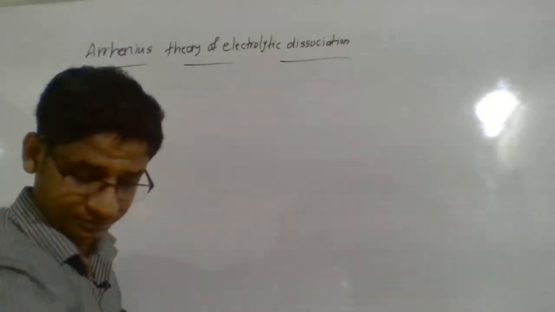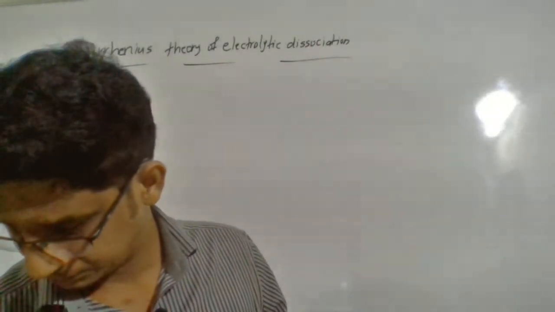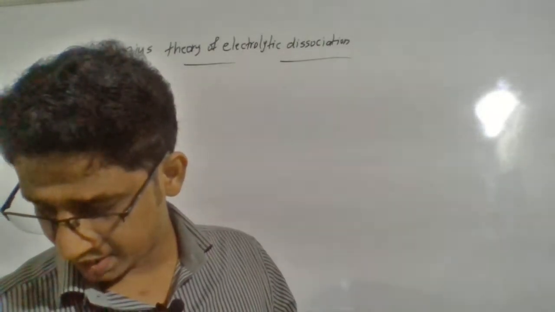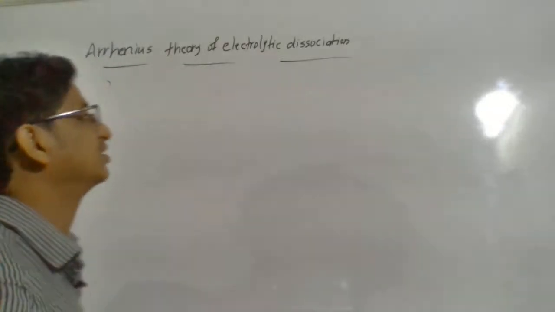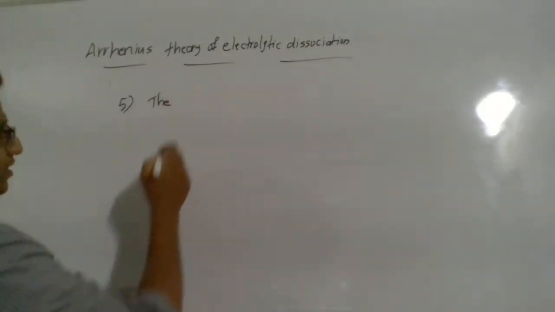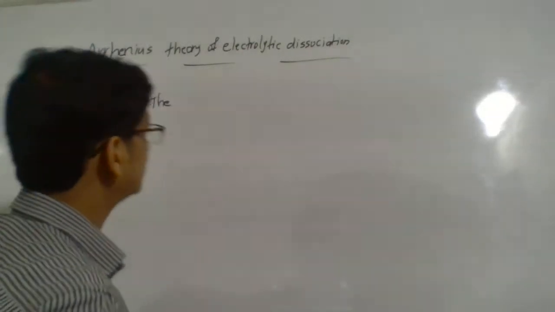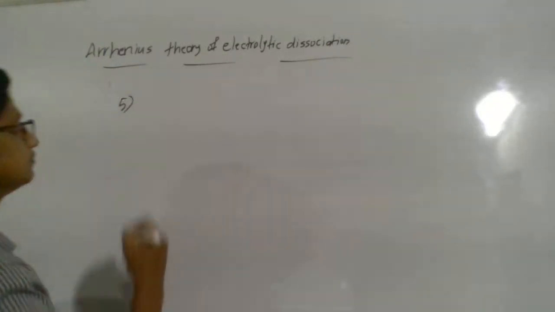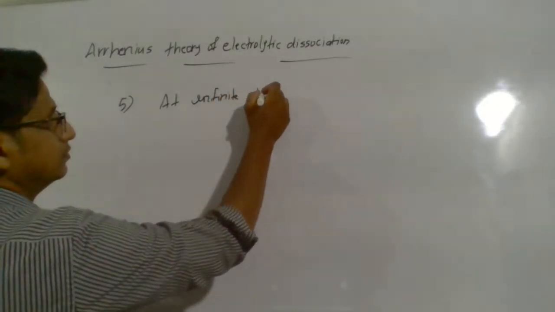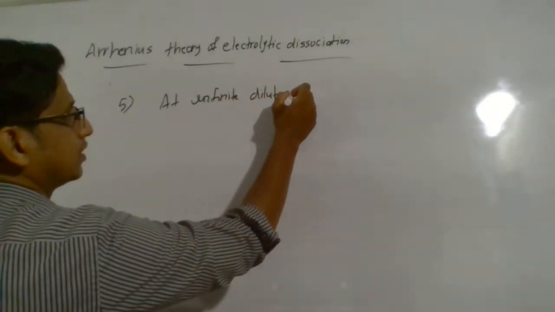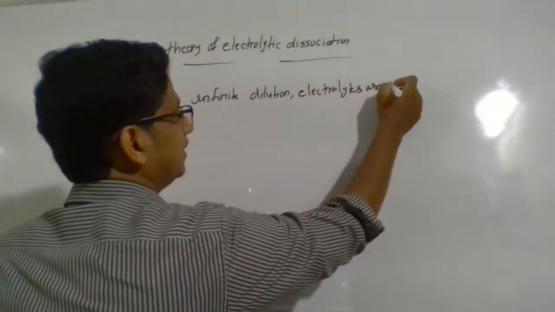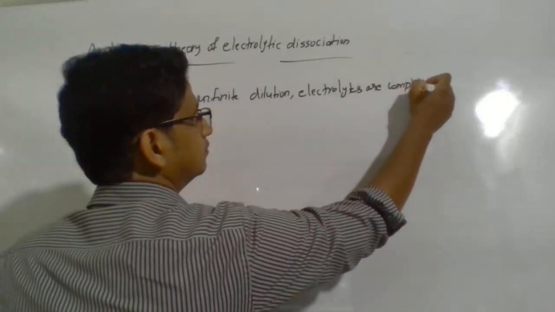Next point, the extent of ionization varies with the concentration, becoming greater with increased dilution and reaching a maximum at very high dilution. That we already know. At infinite dilution, electrolytes are completely ionized.